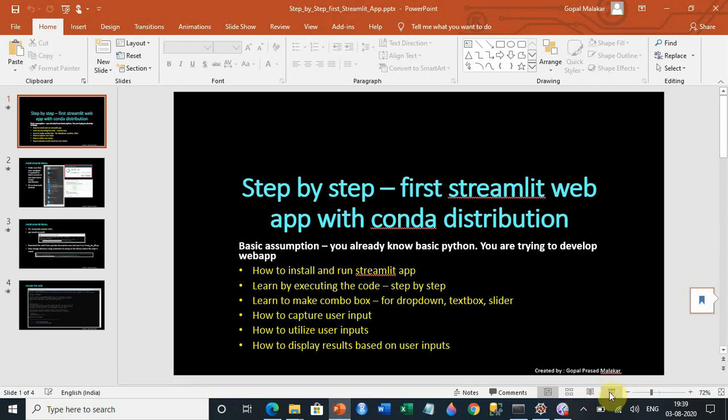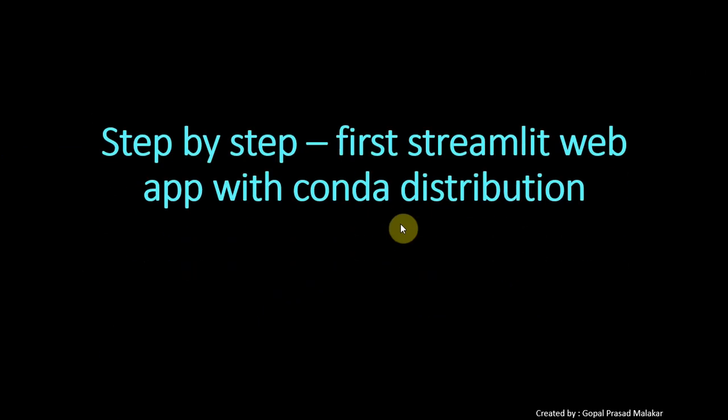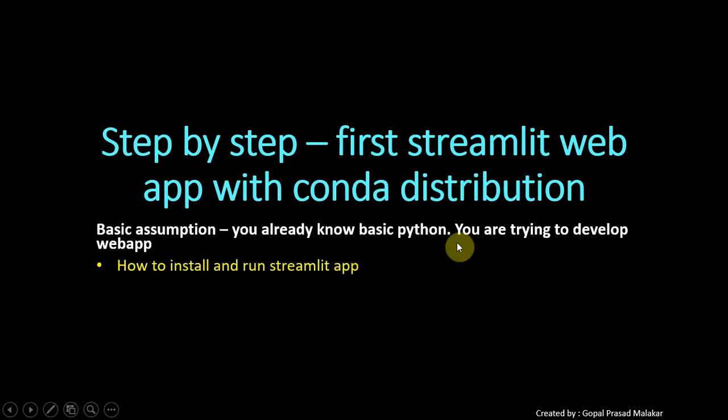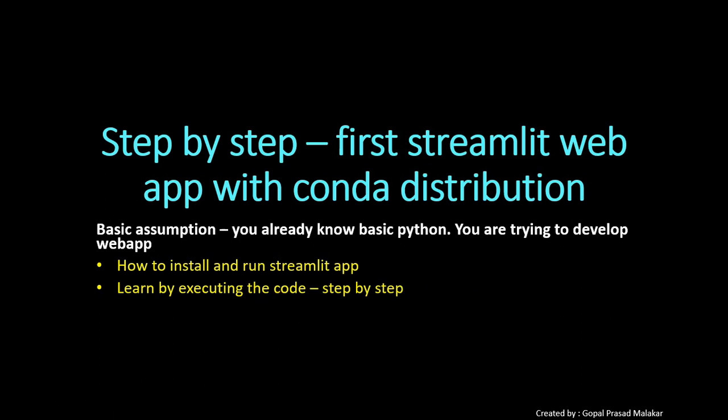So just to recap, the whole purpose this time is that I have gone by the assumption that you know how to make basic Python code. You are just trying to develop your first web app. So this time you will learn how to develop step by step your first Streamlit web app with Conda distribution. I'm going to explain how to install and run a Streamlit app, and how to learn by execution.